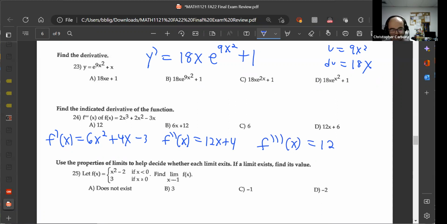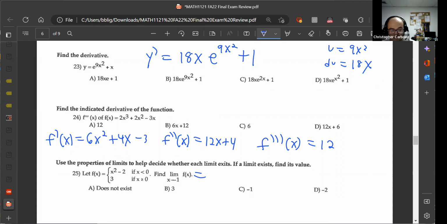And then for number 25, you want to use the properties of limits to help decide whether each limit exists, and if it does, find its value. If we let f of x be equal to x squared minus 2 if x is less than 0, or 3 if x is greater than or equal to 0. We want the limit as x approaches -1 of f of x.